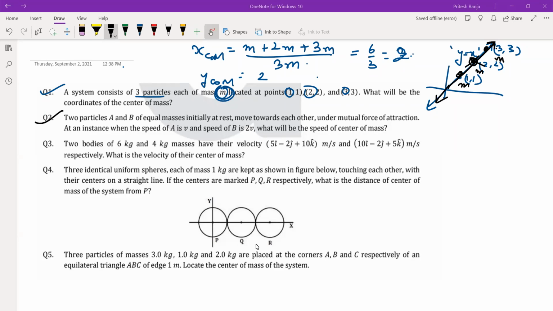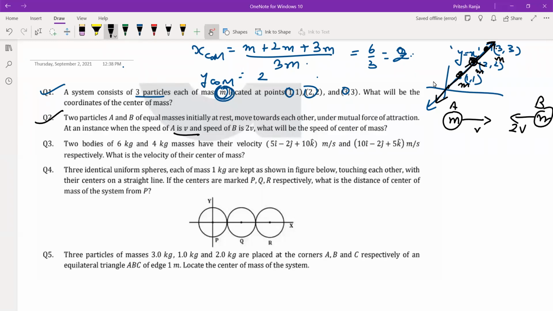Let us see this one. No one has given me the answer yet. Two particles have equal masses initially at rest. Move towards each other. Right? They are having equal masses. They are moving towards each other. ये मैंने डायरेक्शन बना दिया। And under the mutual force of attraction, at an instance when the speed of A is v, ये मान लिया A है, इसका speed v है, the speed of B is 2v, इसका speed 2v है. What will be the speed of the center of mass?